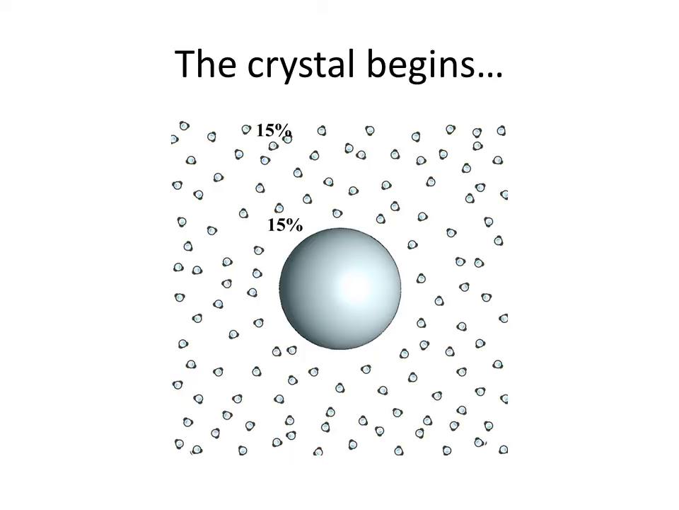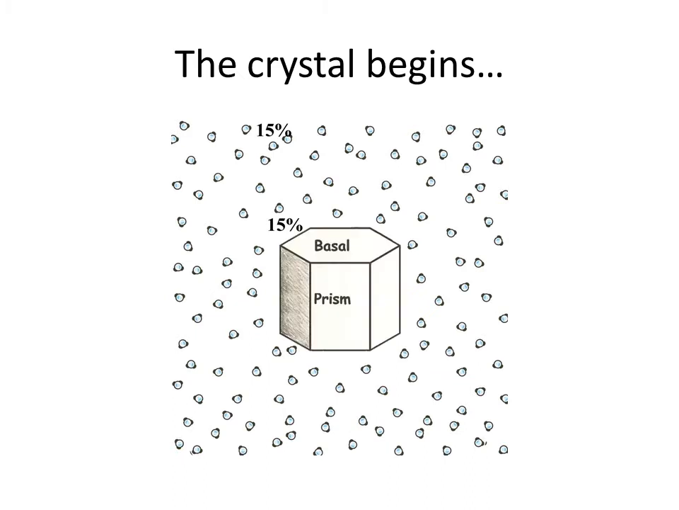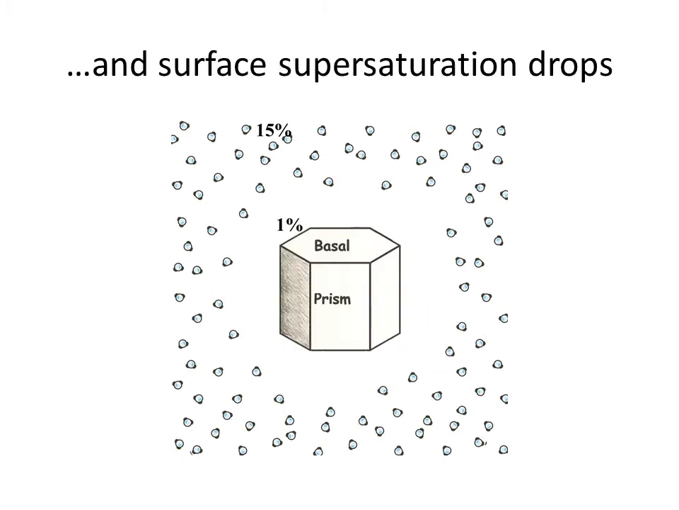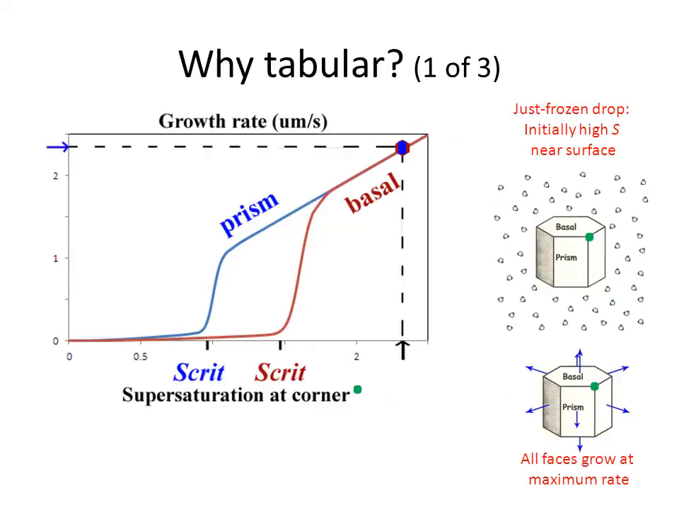We start at the beginning, a droplet, say, at minus 15 degrees C. The vapor is close to equilibrium with respect to liquid, but this is about 15% with respect to ice. And then the droplet freezes. It then sucks up the vapor nearby, and so the supersaturation at the surface drops. Back to the just formed crystal, and here we have our growth rate plot.